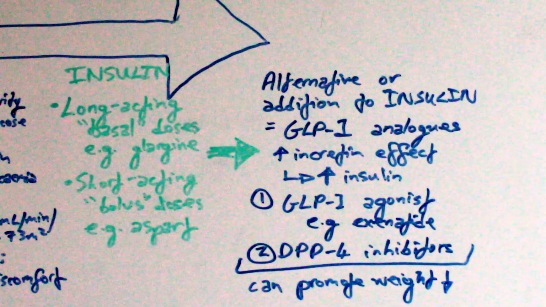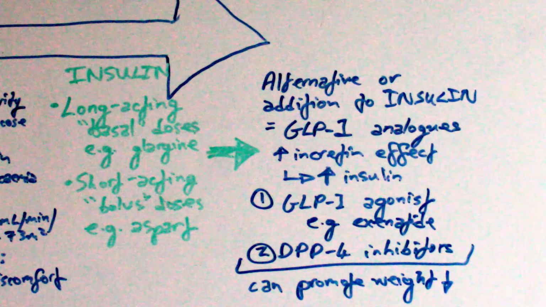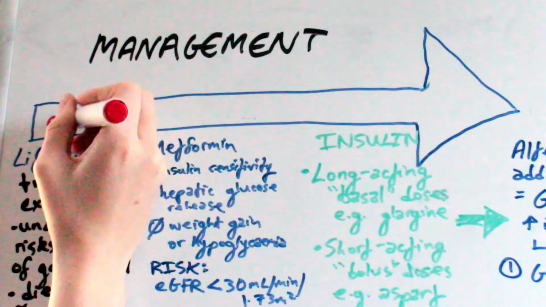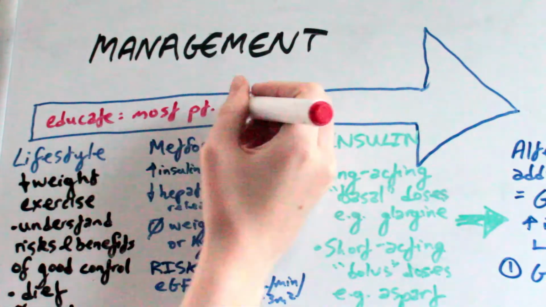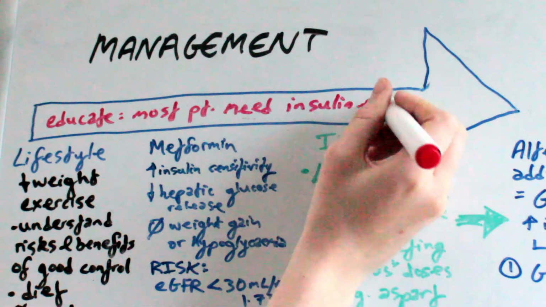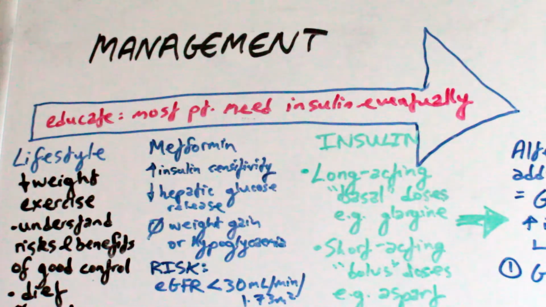Now there are other drugs that can be used in this pathway, and this is certainly not an exhaustive list. It is important to educate that most patients will eventually need insulin. This does not equate to a failure on their behalf, but is part of the disease progression.